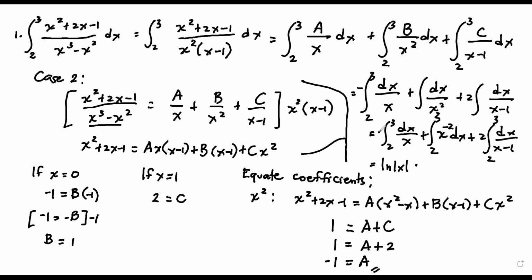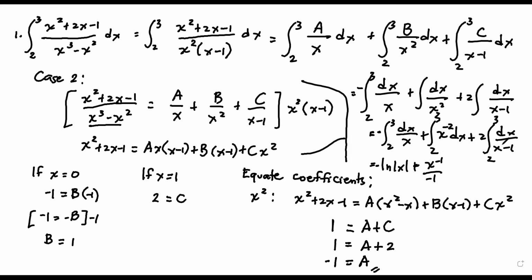Wait, there is negative here. Yes, there is negative. So negative ln x. And here we will have minus x raised to negative 1 over negative 1. I know this is plus. Plus x raised to, when we integrate x raised to negative 2 dx, right? Minus 1. Plus 1, sorry. x raised to negative 2 plus 1 over negative 2 plus 1. So we will have x raised to negative 1 over negative 1.